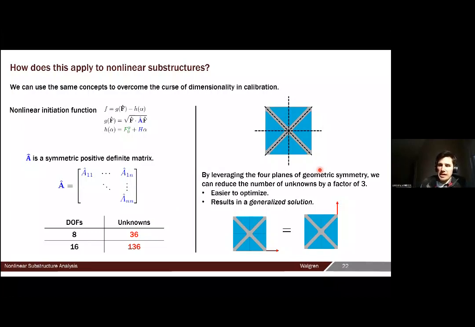That makes it, one, easier to optimize. Instead of optimizing over 36 or 40 unknowns, now we're optimizing over 15. And it results in a generalized solution because the solution is rotation agnostic. I don't have any results to show on this, but we've seen around a 50% reduction in training and testing errors by leveraging these sorts of techniques.